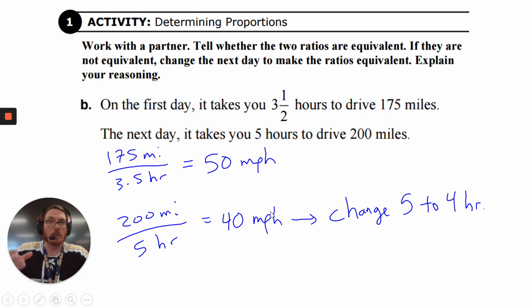Let's say if they're not equivalent, change the next data point. So the next one is the 5 hours. So we've got to change that 5 hours to 4 because we want this unit rate to be 50. So that'd be 200 divided by 4 then, to make it be the same exact miles per hour.